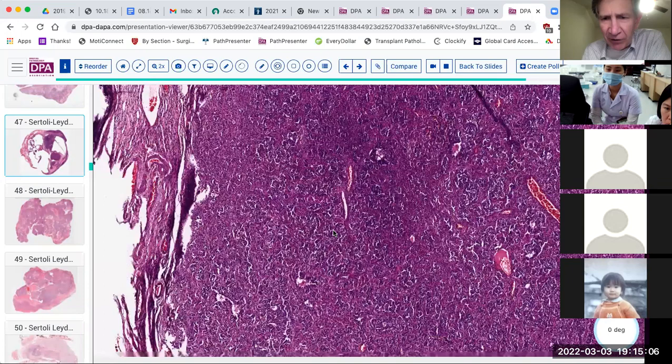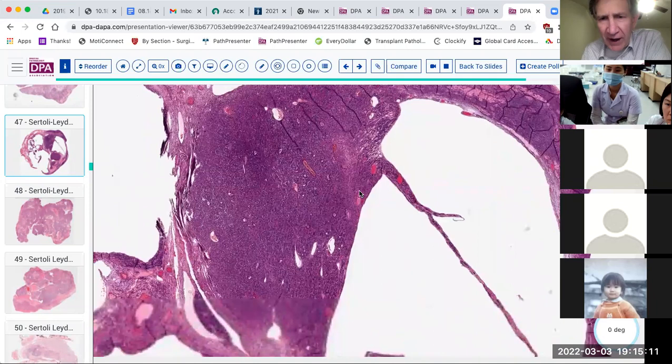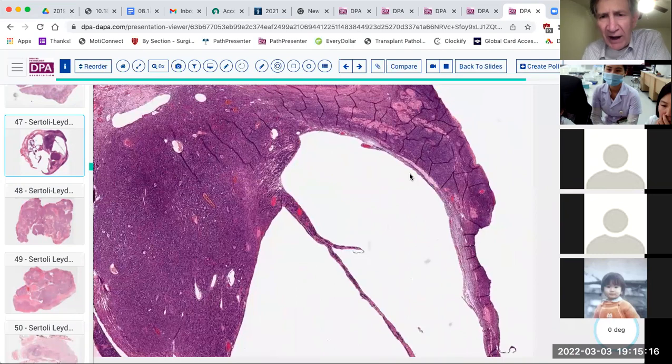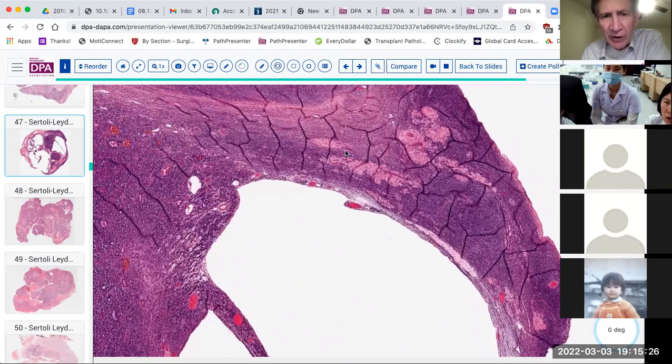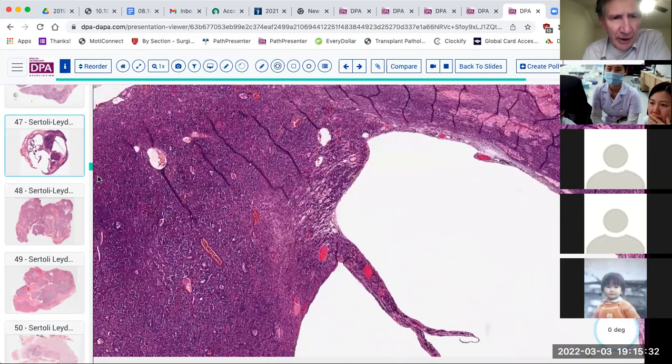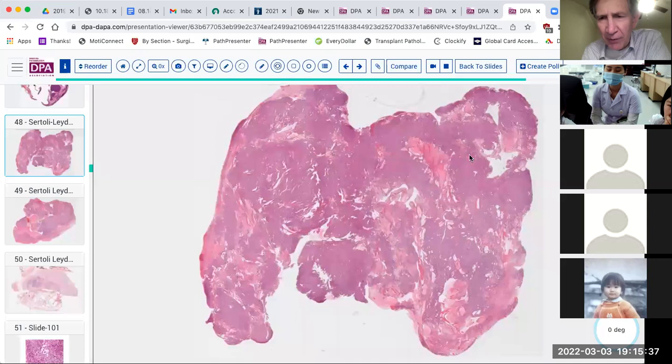Notice also here that there are large follicular spaces. So some tumors will have these large follicle-like structures that go along with the tumor as well, even though that gross photograph was entirely solid. Another example, here we see not so many follicular structures and a more diffuse pattern.